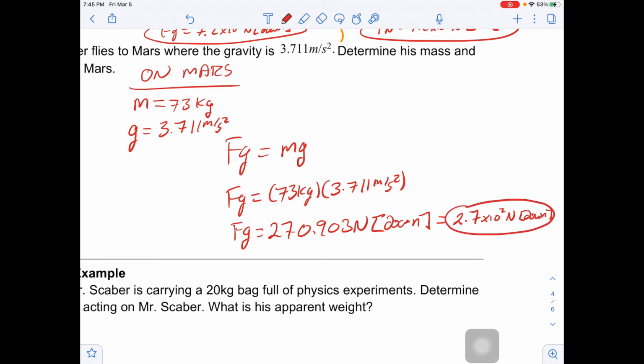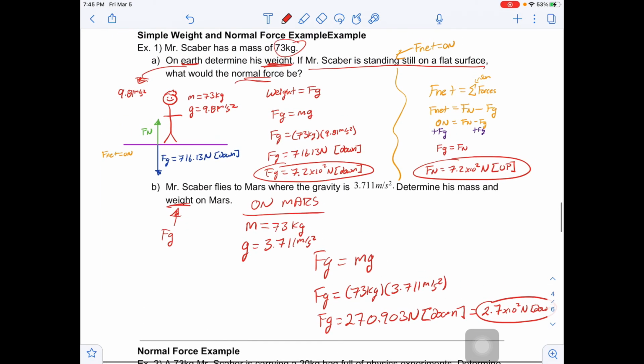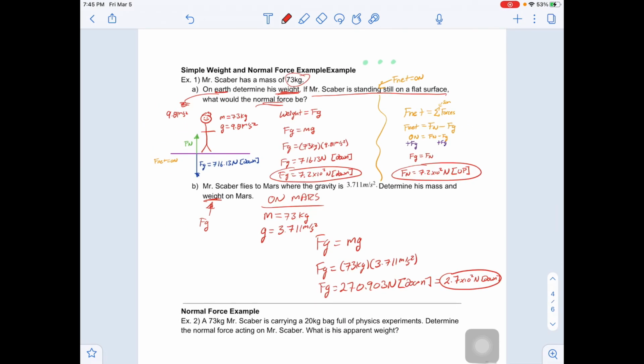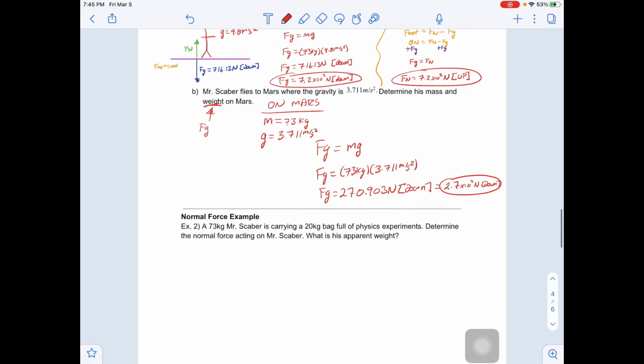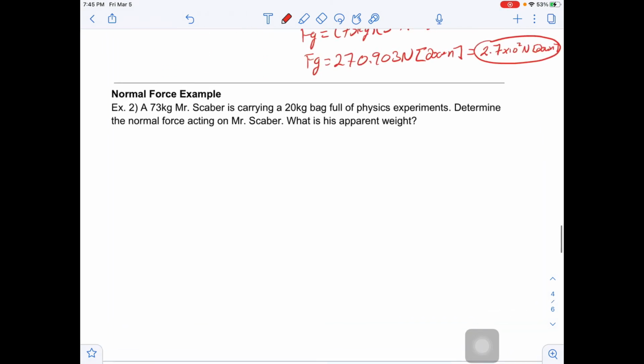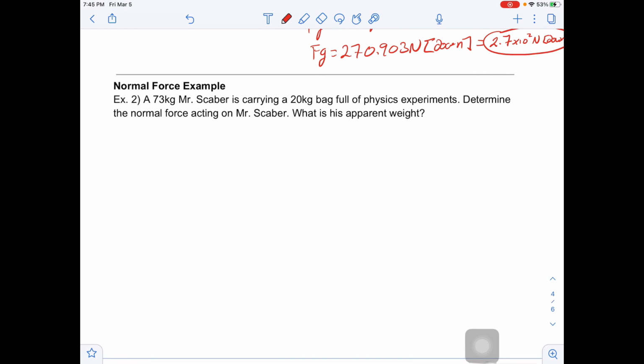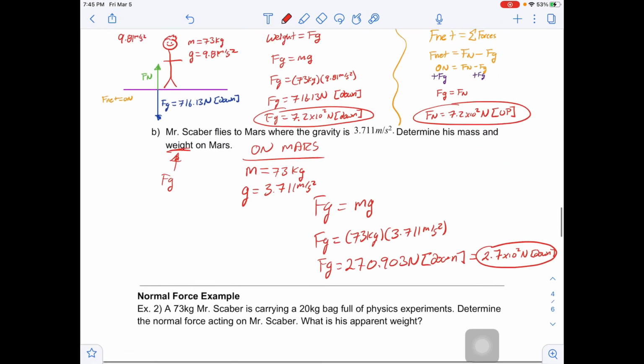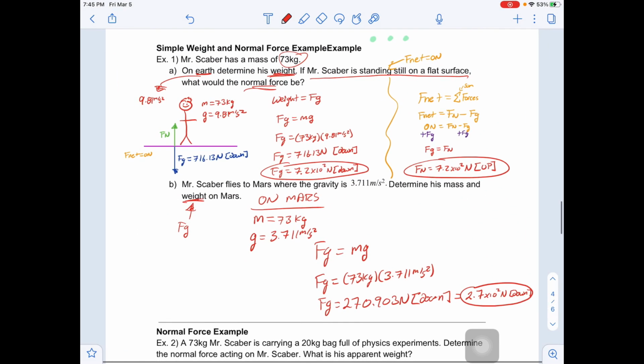So hopefully you're wrapping your brain around the force of gravity, weight, and normal force at the moment. I'm going to stop the video there. And make sure you go check out the next example where we do a normal force example, but this time our normal force changes because of what's occurring. Any questions? Let me know.